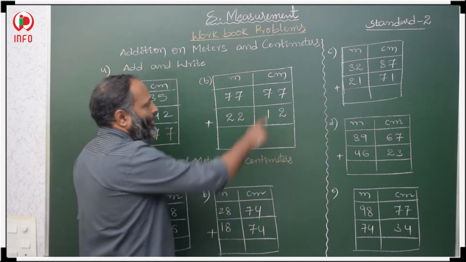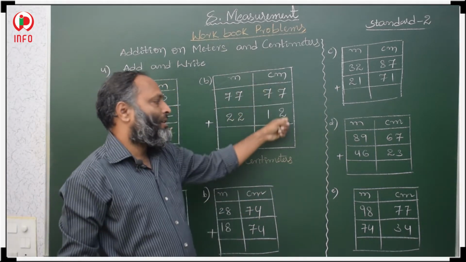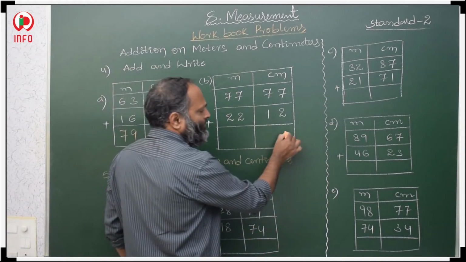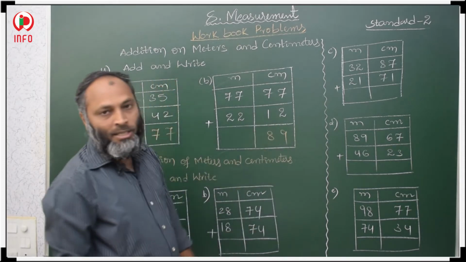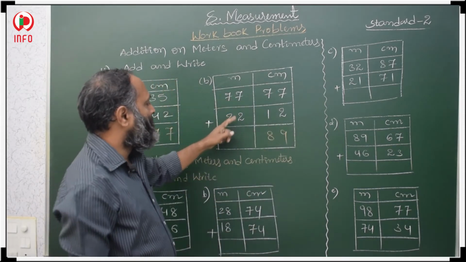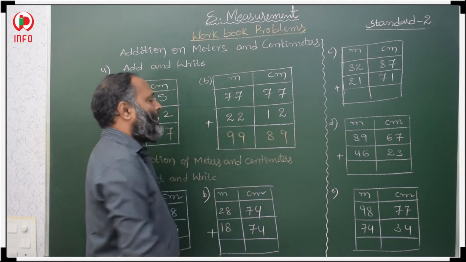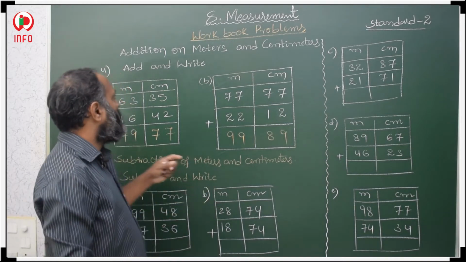Here, now we have to add centimeters, smaller units first. The extreme right digits we have to add. 7 plus 2, 9. 7 plus 1, 8. Then 89 centimeters. Now 7 plus 2 again 9. 7 plus 2, 9. 99 meters, 89 centimeters. Okay. So this is our addition.